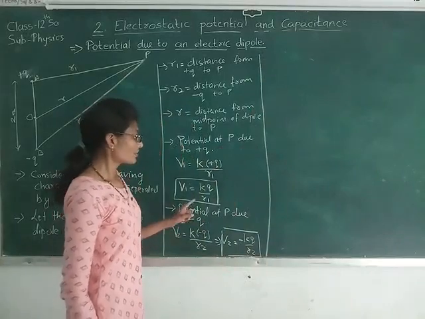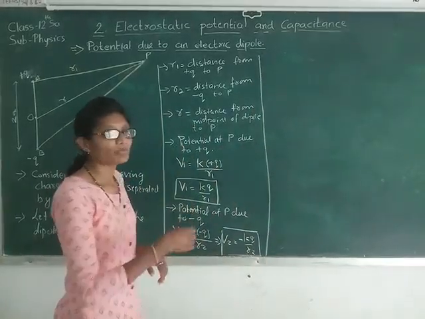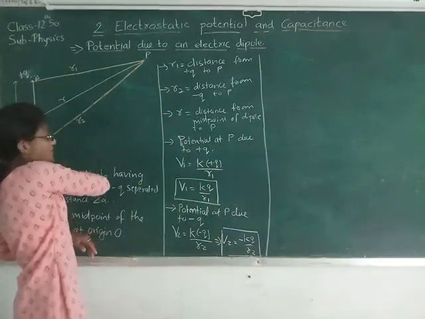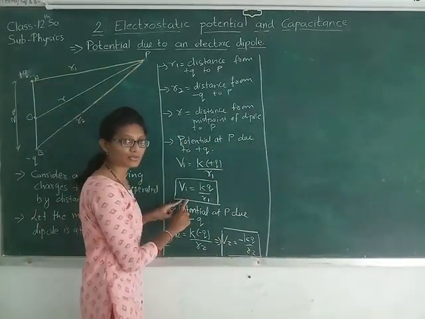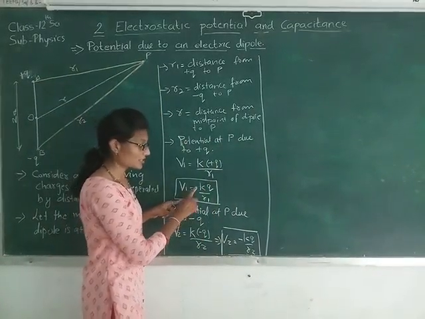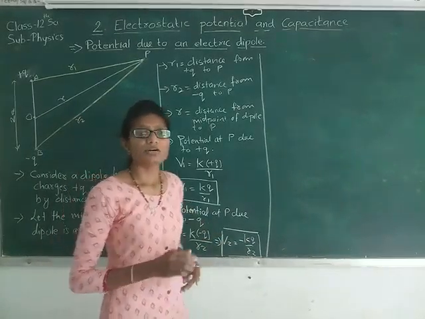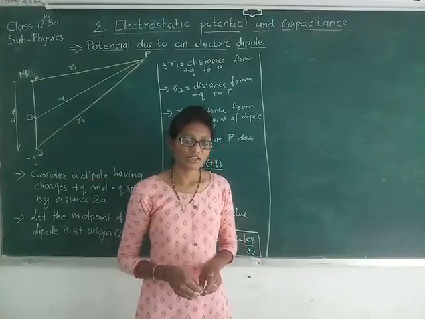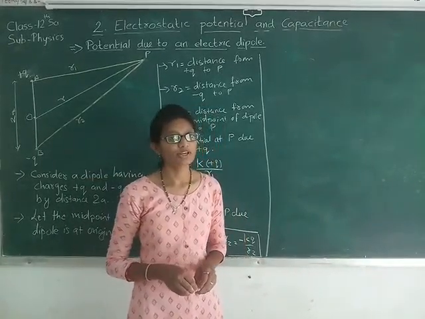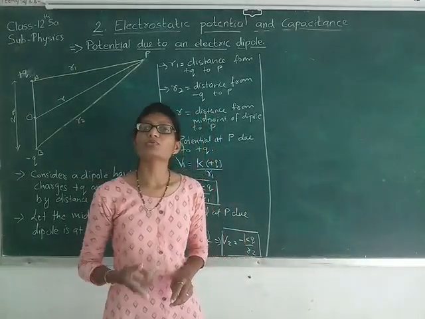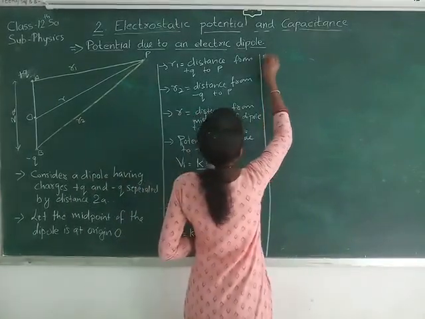Now we need to find the total potential at this point due to plus q charge and minus q charge. We have got the individual potential due to the plus q charge, potential due to the minus q charge. Now on applying the superposition principle, we get the total potential at that point due to the dipole, or due to both the charges.